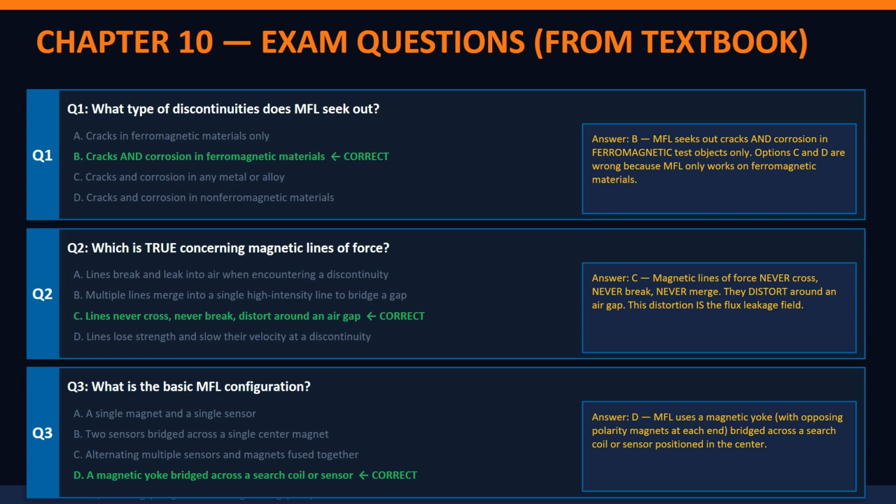Question 3. What is the basic MFL configuration? Correct answer. A magnetic yoke bridged across a sensor. Simple question. Easy marks. But only if fundamentals are clear. This is why understanding beats memorization.